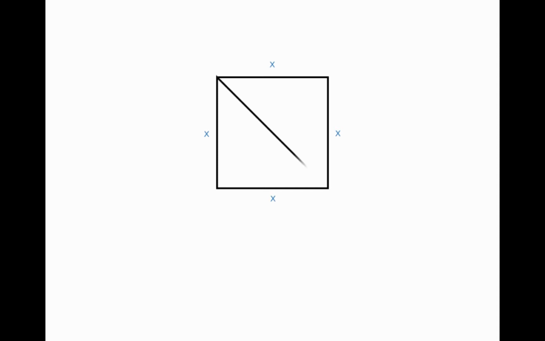All right, let's consider a very basic geometrical object. Let's consider a square. Now, since it's a square, all the sides are the same, so we'll call them x. Do you know how to create a right triangle from a square? One of the easiest ways is to simply draw a diagonal. Now we have a right triangle.